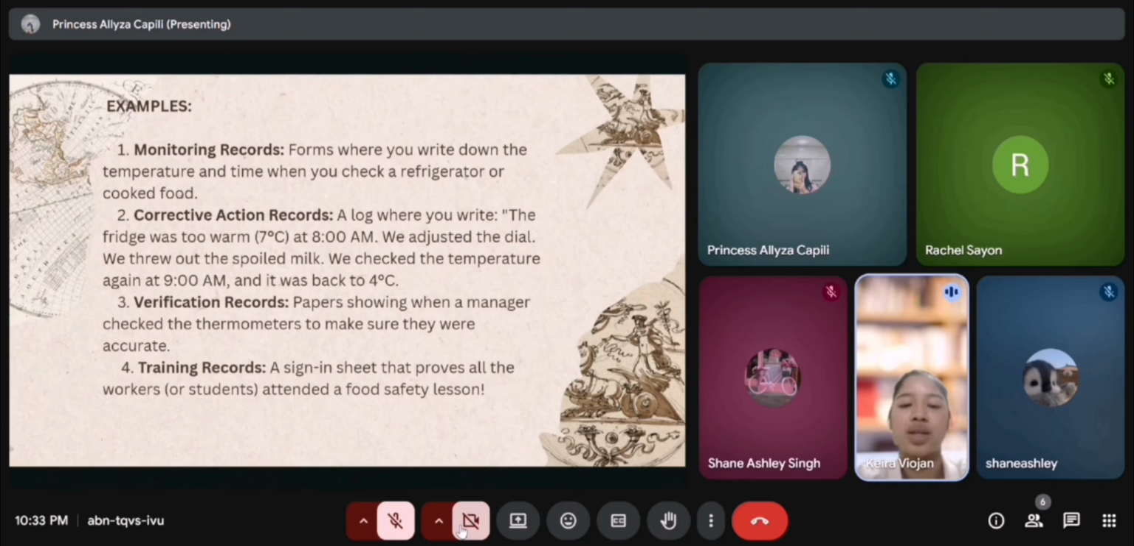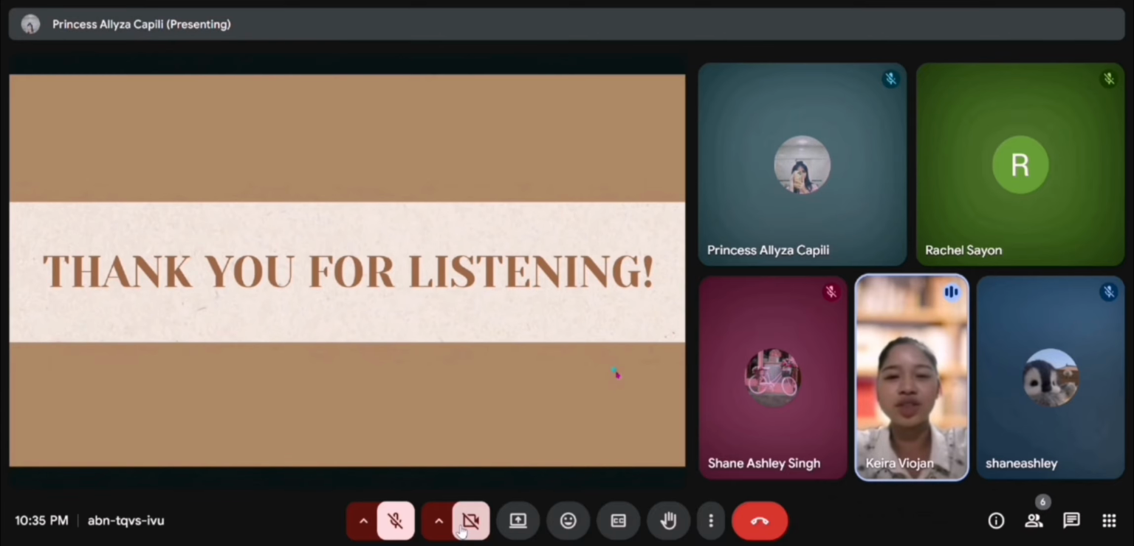So Hazard Analysis and Critical Control Points is not a book on a shelf. It is a living process. It turns food safety from an invisible hope into measurable scientific certainty. So in conclusion, Hazard Analysis and Critical Control Points is a science-based, proactive system that shifts the focus of food safety from testing for errors to preventing them. By systematically applying its 7 principles, food businesses can identify potential risks and control them at the most critical stages of production. Thank you for listening to our presentation.